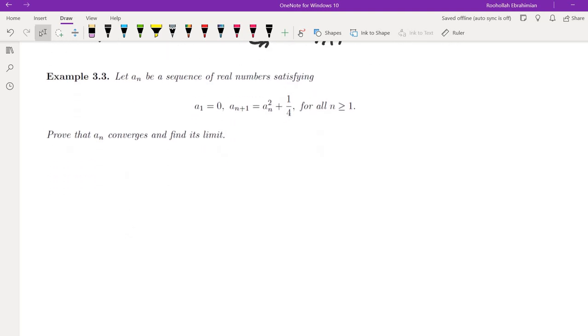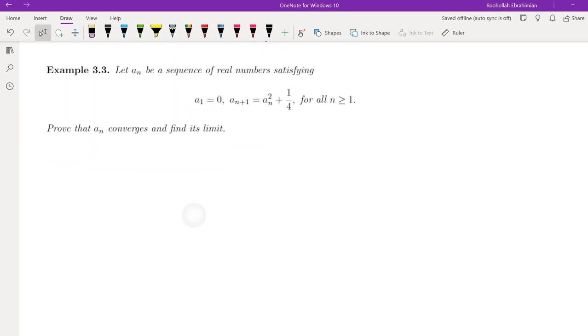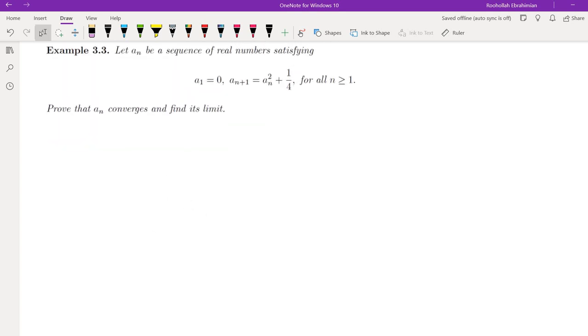Okay, so one last example and then we are done with the discussion of the monotone convergence theorem.